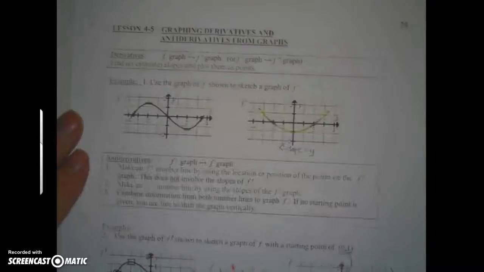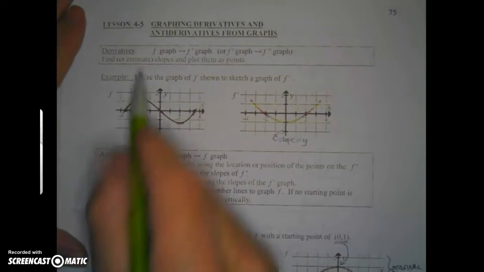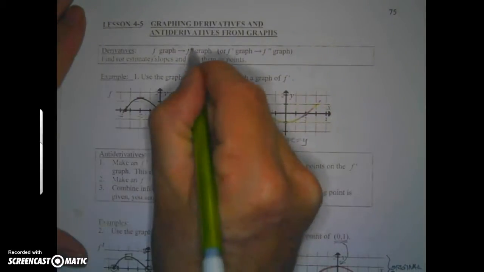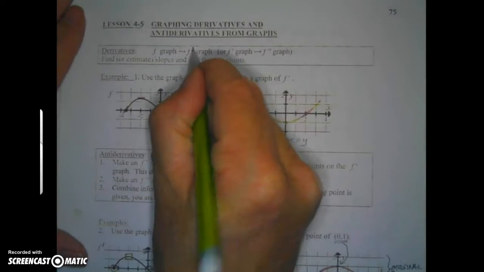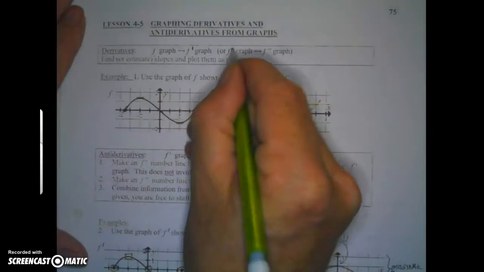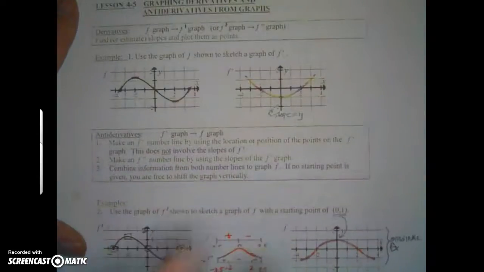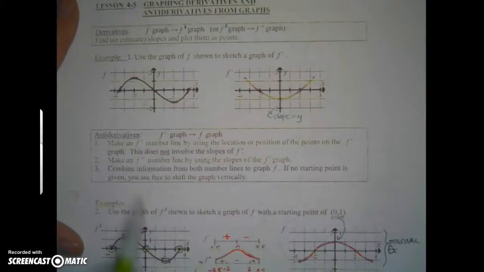We're going to be going through lesson 4.5 today. And the first thing to notice is what we're trying to do. We're trying to move from an original f graph to a first derivative graph. But the approach we use here will apply just as readily from a first derivative graph to a second derivative graph. These are purely estimates, so don't try to get the slopes exactly.